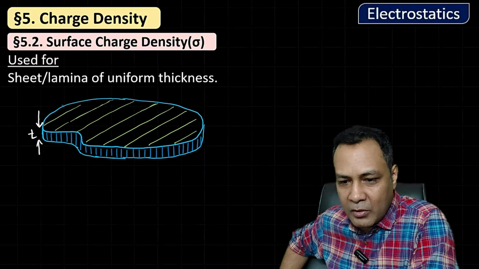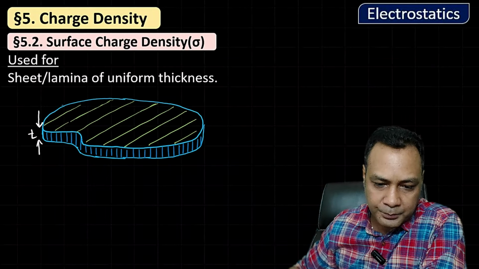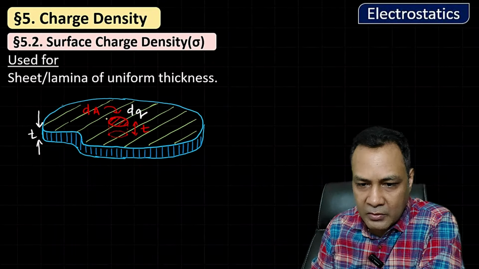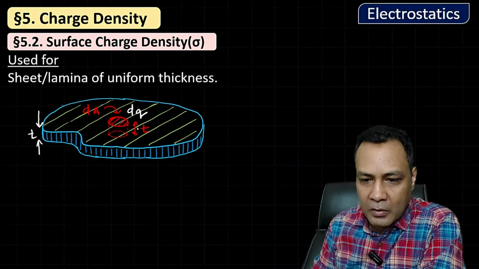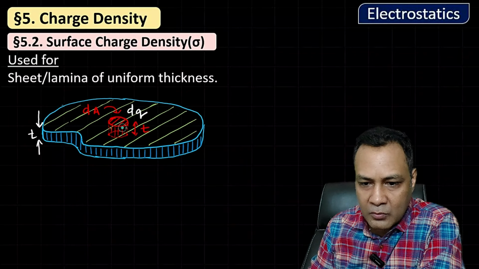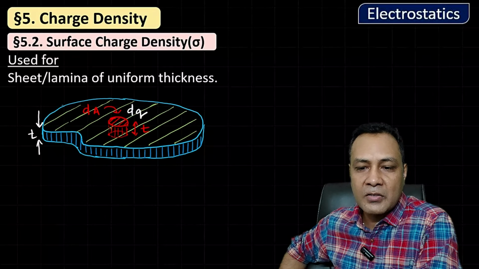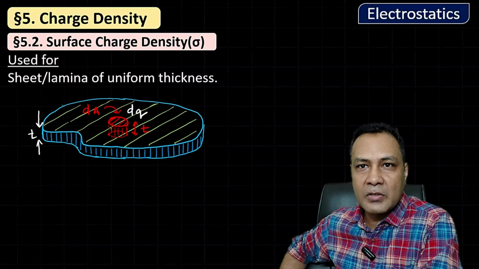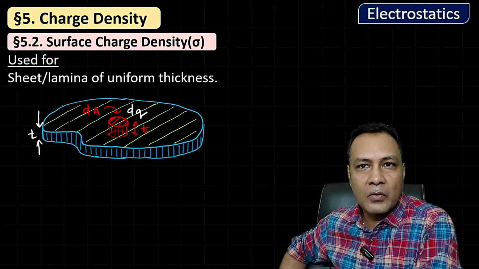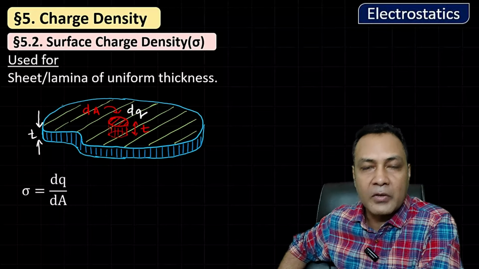So suppose this is a lamina of thickness, say T, everywhere, and I insert a pill box on an area, say dA. This is a non-conductor obviously, so the charge is within that whole volume. The thickness is T, the area is dA, so the volume is T into dA. In this whole volume, the charge is say dq. We define surface charge density as the charge spread over unit area. So here the surface charge density sigma is dq by dA.